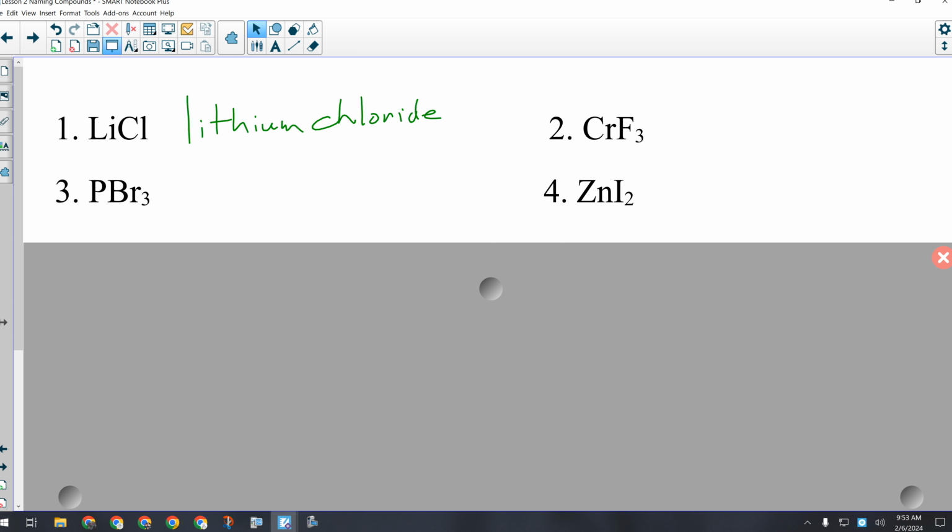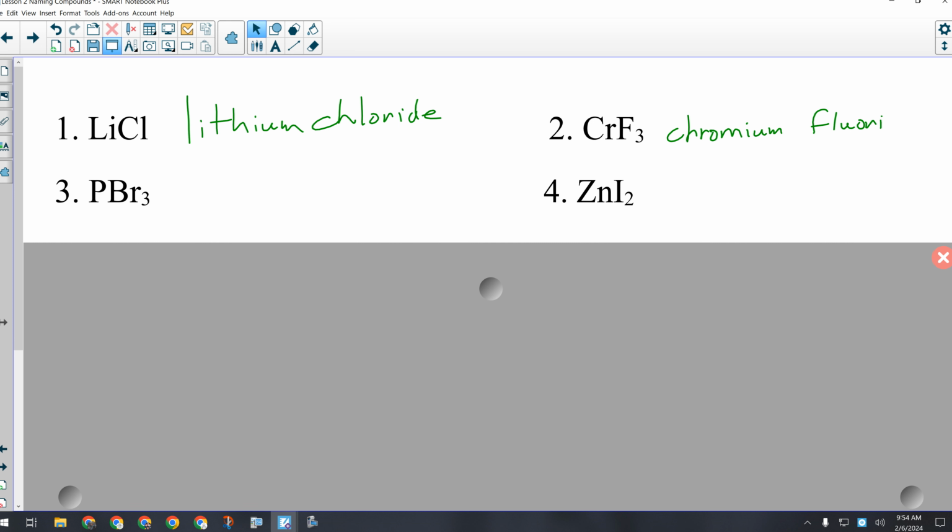All right, for number 2, I've got chromium. It's an ionic compound because chromium is a metal. Okay, and what else do I need to know about chromium? What its charge is, because it's got more than 1 possible charge. It could be, I think, a 2 or a 3, right? 3 or a 2, yeah. Okay, so it's going to be chromium fluoride.